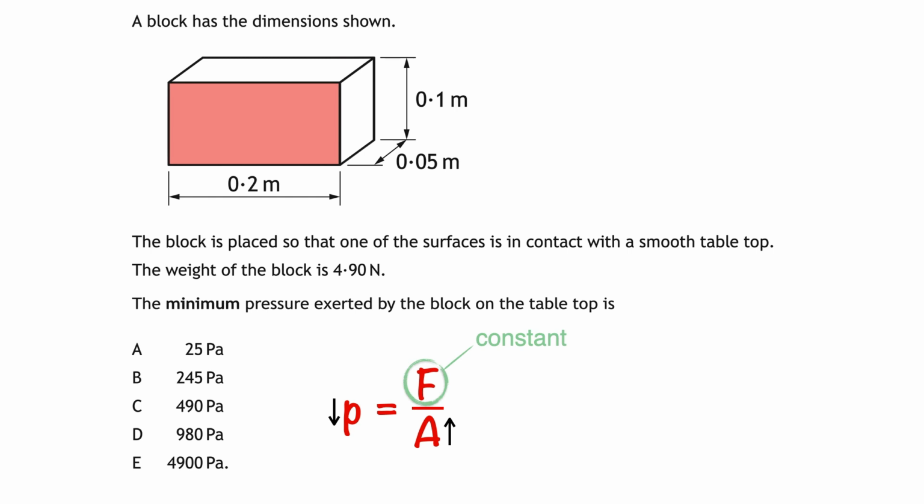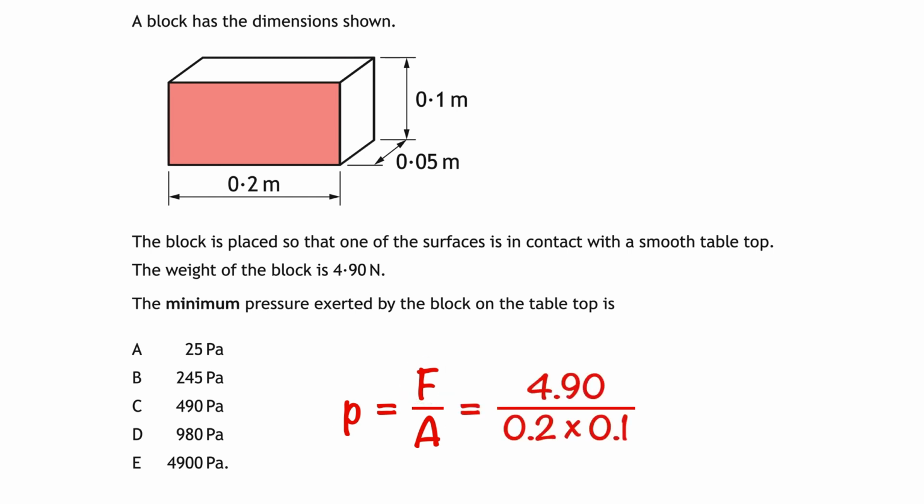Substituting our values into the equation, we get a weight force of 4.90 newtons acting over an area of 0.2 times 0.1, resulting in a pressure of 245 pascals, which gives us answer B. Next up, it's a heat question.